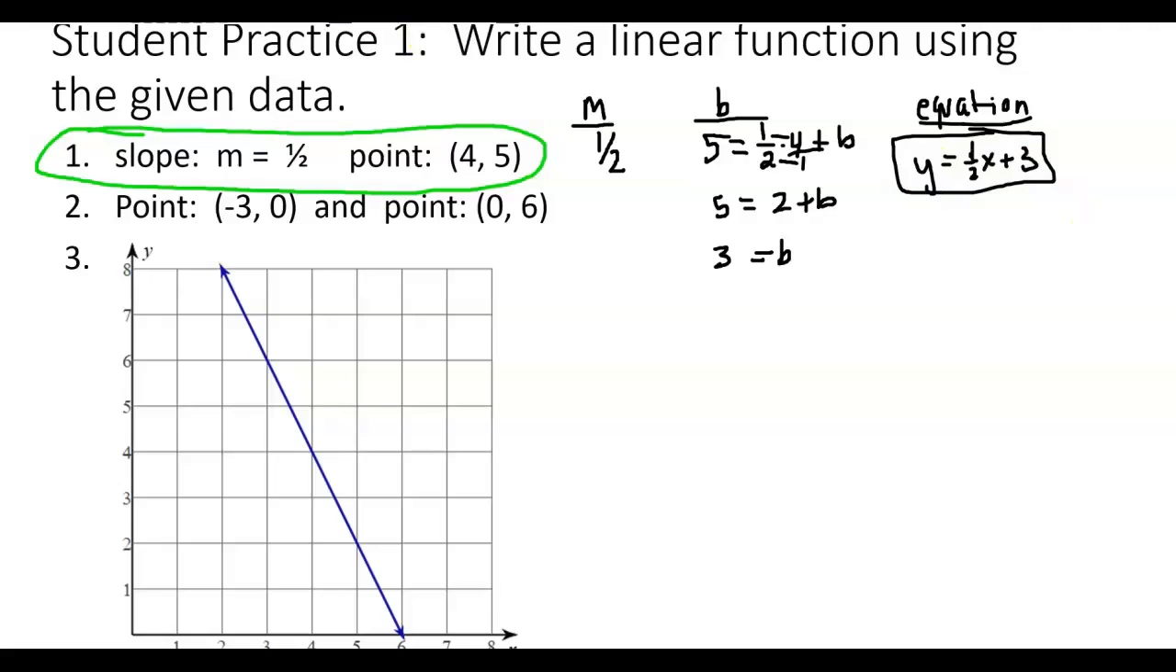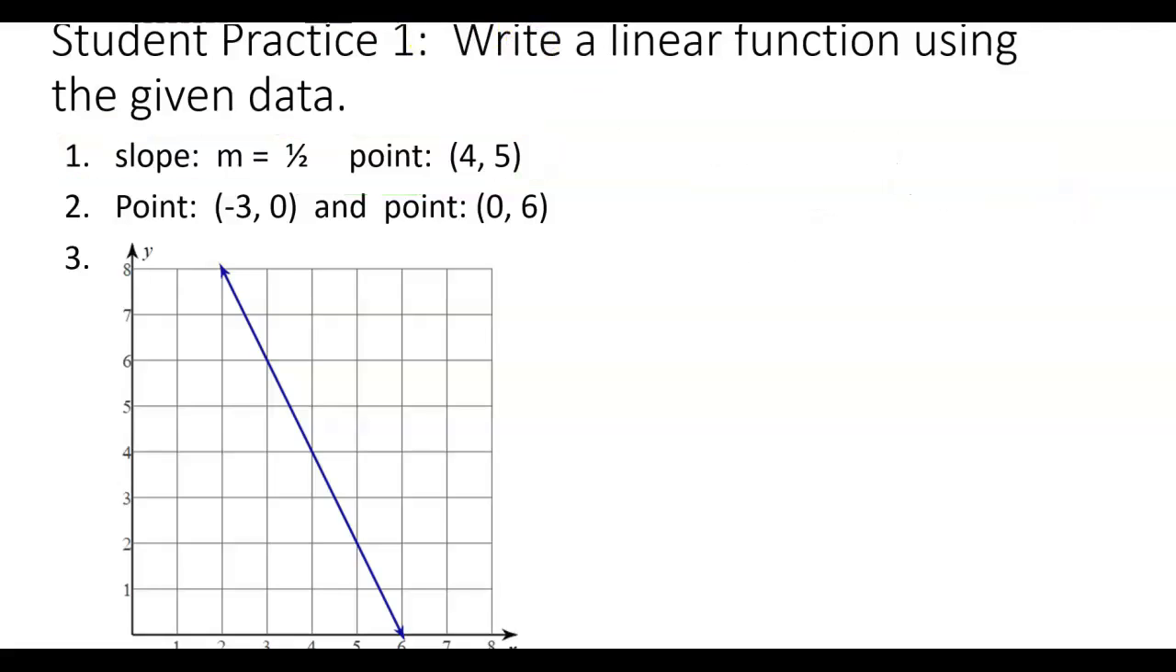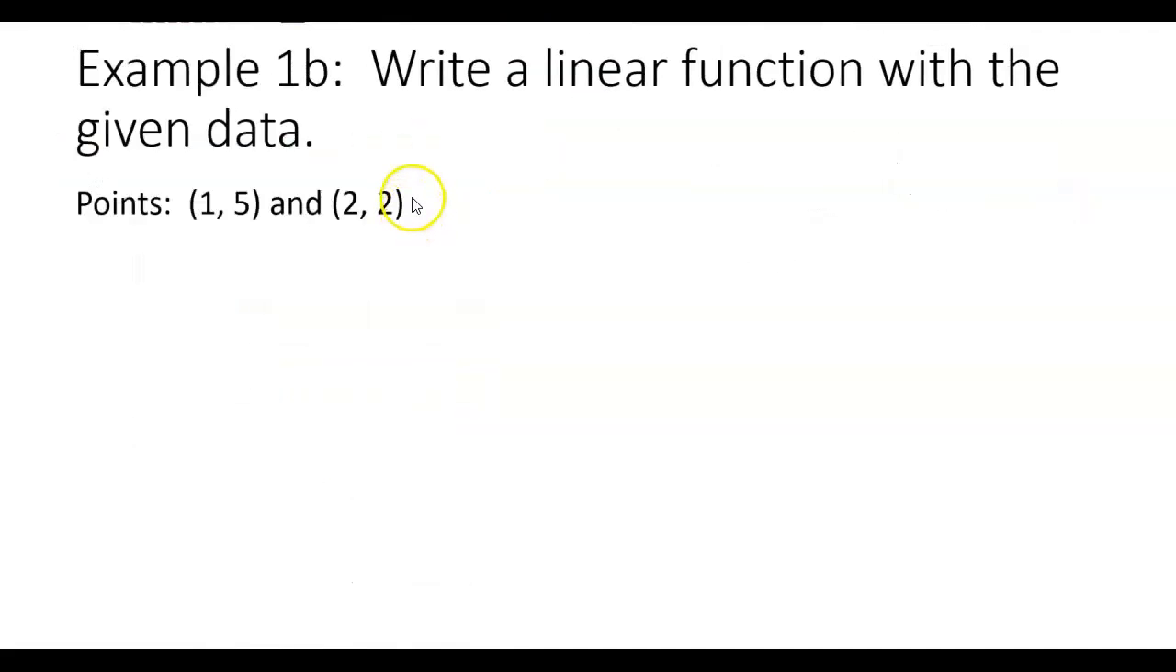All right, let's go ahead and take a look at a different kind of example now. Let's take a look at example 1b. In this case, instead of a point and a slope, I'm giving you 2 points. Okay? So these ones require a little bit more work, because you don't know your slope right away.